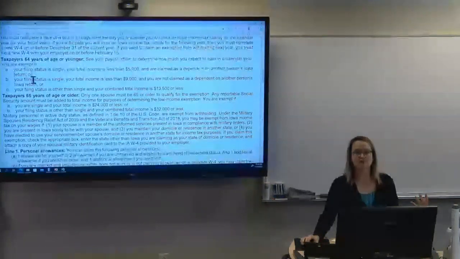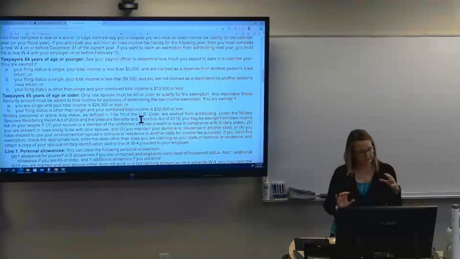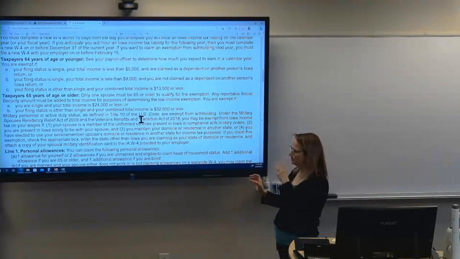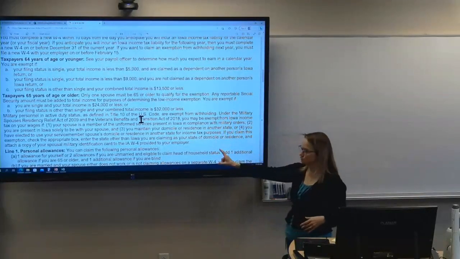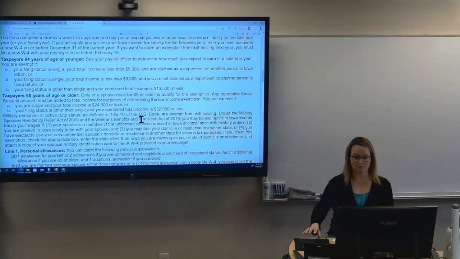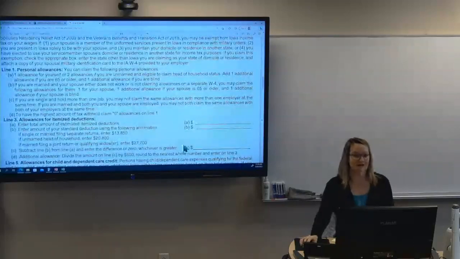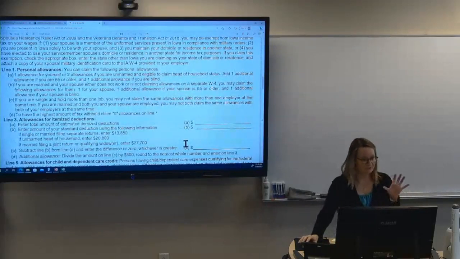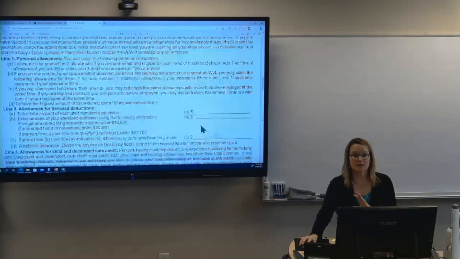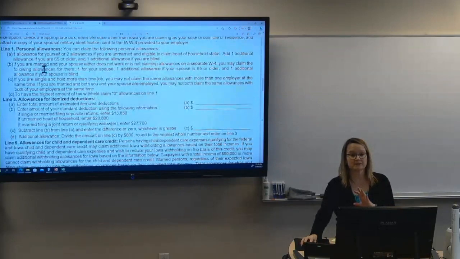Now, all of the instructions, what I just went through very, very briefly, there's much more detailed instructions on the back of the form. So the Iowa form is actually probably more complex than the federal form, but it is one of those things that has to be filled out by all employees. The second page here gives you all that additional information.